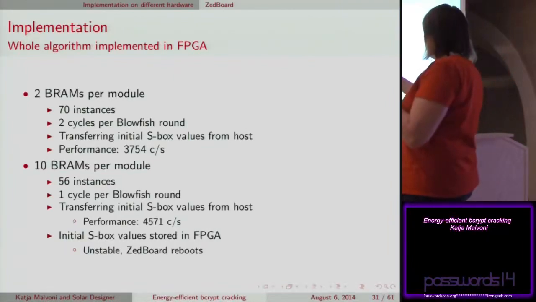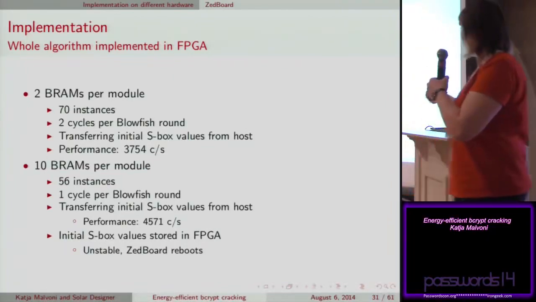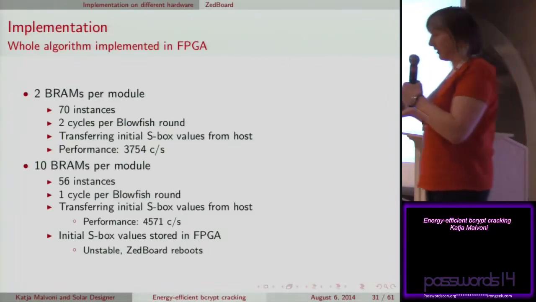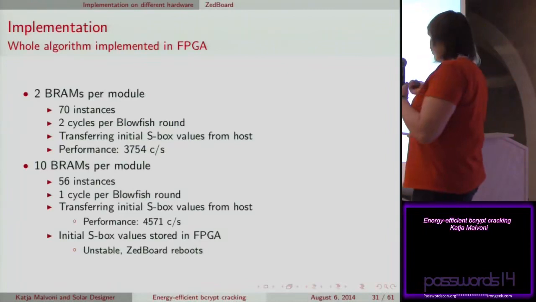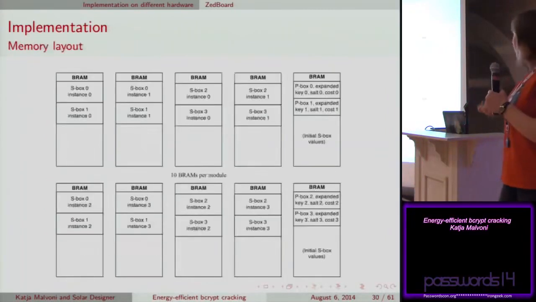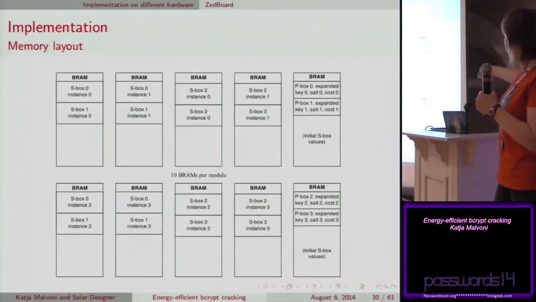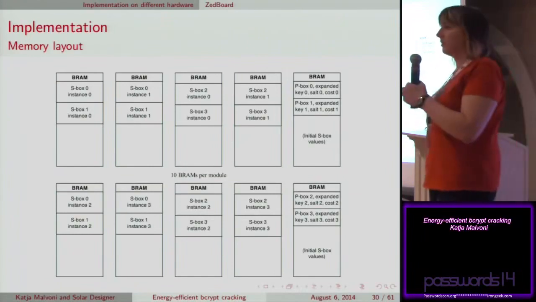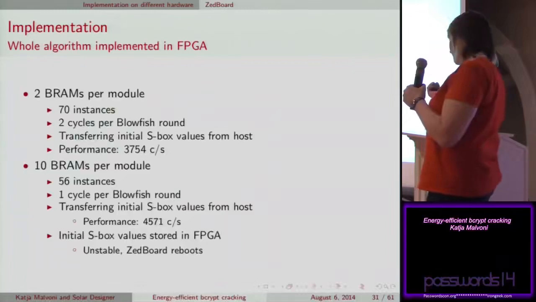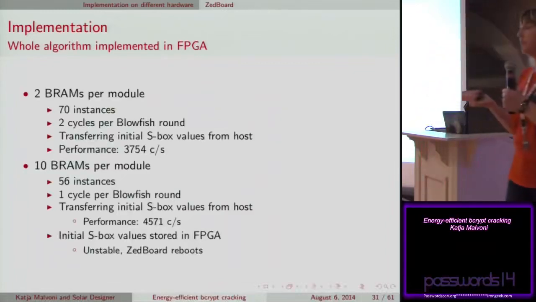And if we transfer initial S-box values, then this is the performance, 4,500 cracks per second. However, it's still limited by communication overhead. So what we tried was to avoid it, by using those unused parts of VRAM to actually store initial values for S-box 0, 1, 2 and 3. Because these do not change, these are digits of the number pi. Unfortunately, unstable and Z-board reboots.